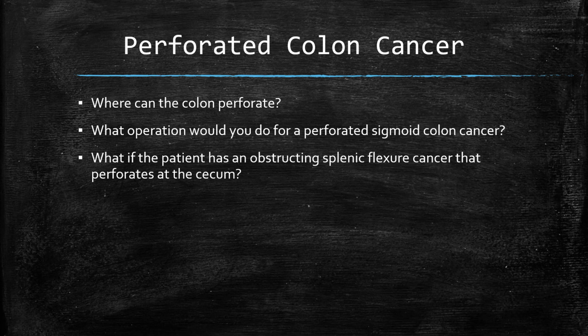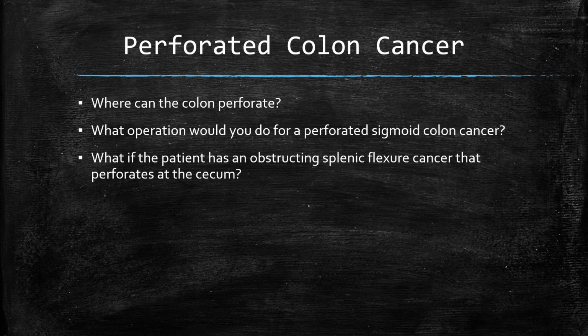If you have a perforated sigmoid colon cancer, the operation you would most likely do is a Hartmann's type procedure. You really want to resect this perforated colon. Just leaving a drain and a proximal ostomy leaves a source of contamination and is really not the way to go. That would only be a damage control procedure if resection was just not possible.